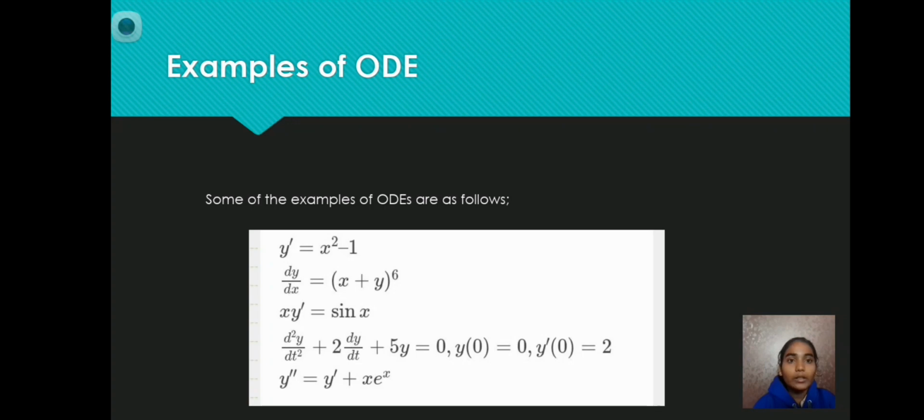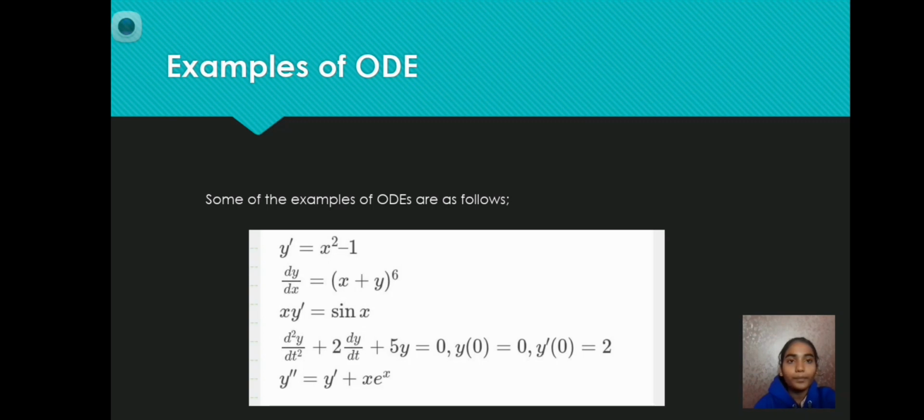Examples of ODE. Some of the examples of ordinary differential equations are as follows. y dash equals x square minus 1, dy by dx equals x plus y whole power 6, x y dash equals sin x, d square y by dx square plus 2 dy by dx plus 5y equals 0, where y of 0 is 0 and y dash of 0 equals 2, y double dash equals y dash plus x into e power x.